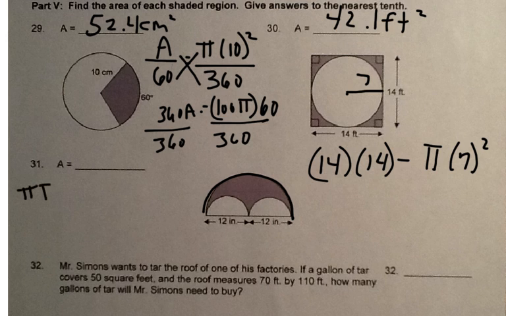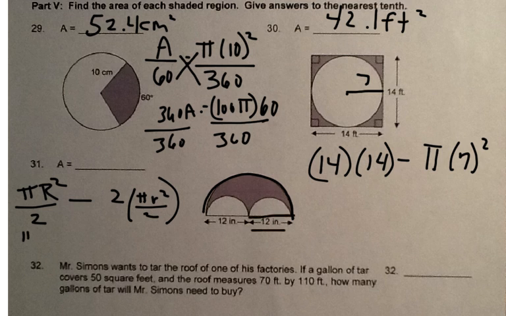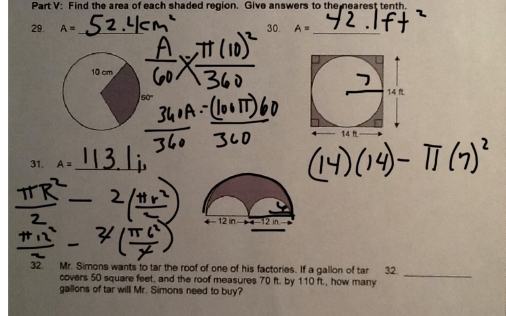Now 31, I'm going to do half of the area formula to do the big half circle. So that's going to be pi times the big radius squared divided by 2, minus, I have two little half circles here. So 2 times pi times the little radius squared divided by 2. Now what is the big radius? The big radius is 12. So pi times 12 squared divided by 2 minus 2 times pi times the little radius is going to be 6 squared divided by 2. And yes, these 2's do cancel out. So you end up with, in your calculator, 113.1 inches squared.